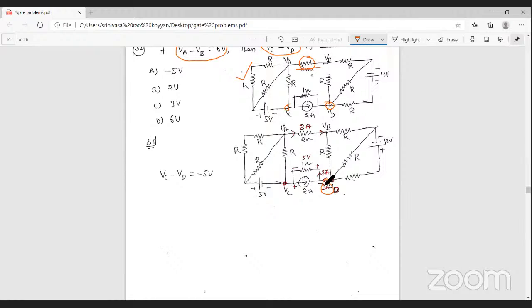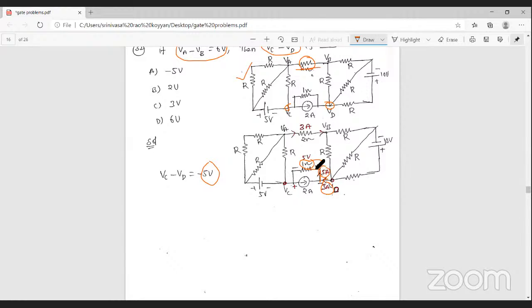This 2 amperes current and this 3 amperes current are passing through this resistance. What is the current here? 5 amperes, that is 3 plus 2. So 5 amperes current is passing through the 1 ohm resistance. That is 5 into 1, that is 5 volts. 5 volts is also given here. That is 5 volts, but why minus?